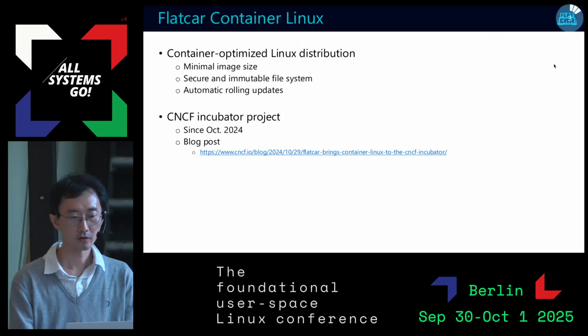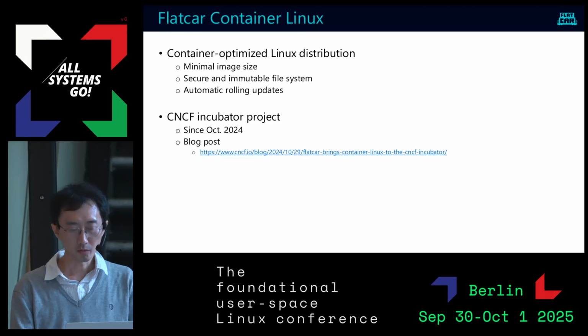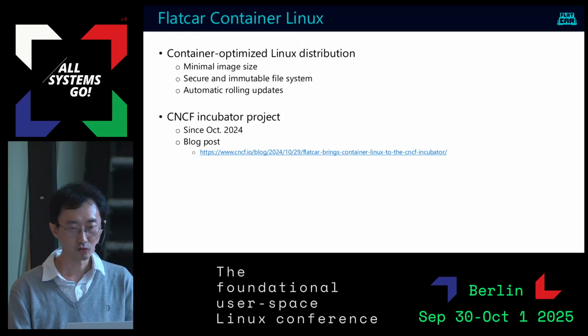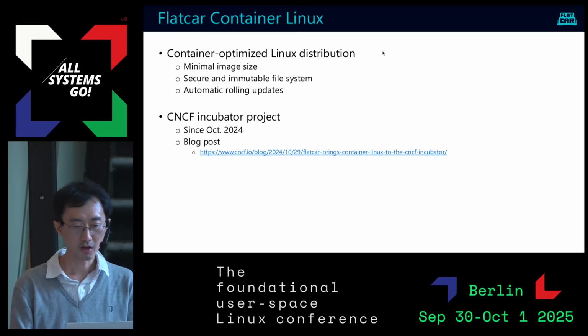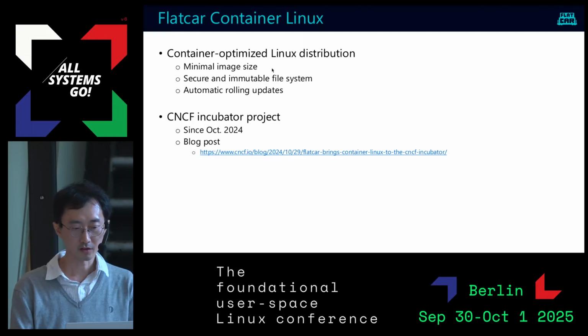First of all, Flatcar Container Linux is a container-optimized Linux distribution. It is based on Gentoo as well as CoreOS Container Linux. It has a bit of a forking history of that, and basically it has three major features: minimal image size, a secure and immutable file system, and automatic rolling updates.